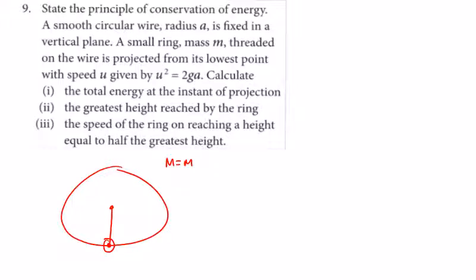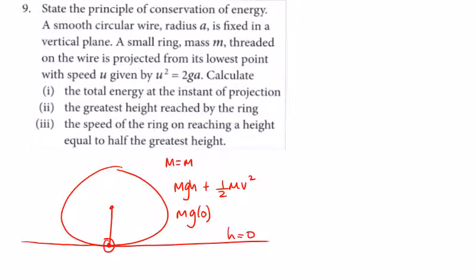The total energy at the instant of projection is mgh plus a half mv squared, which is M times G times 0, if we take this as H equal to 0. We're told that U squared, which we need, is equal to 2GA. So that's plus a half M times 2GA. The 2's cancel, so the total energy in the system is just mGA.